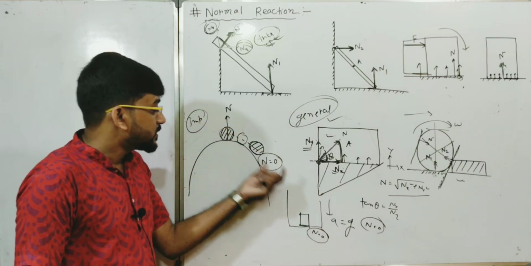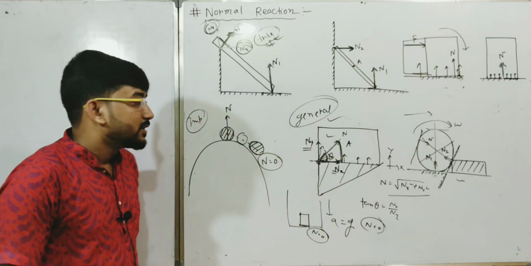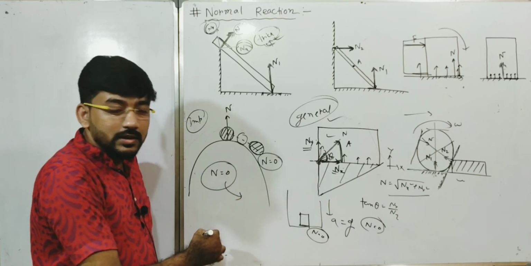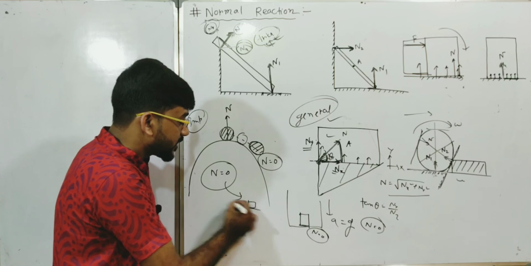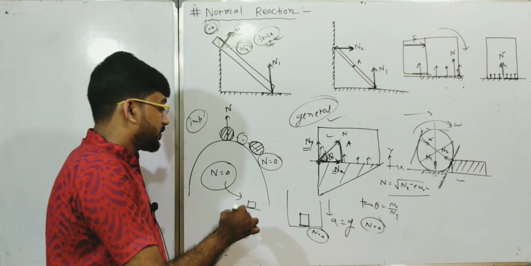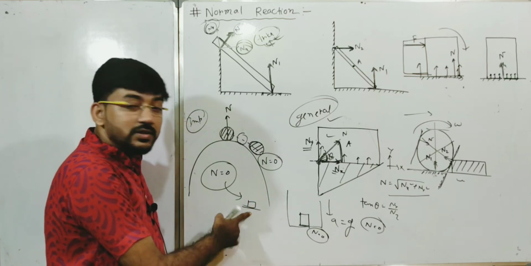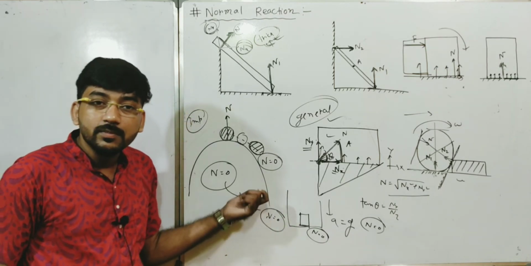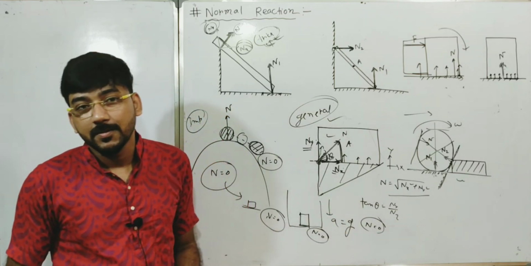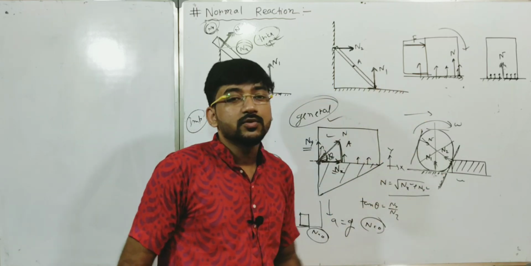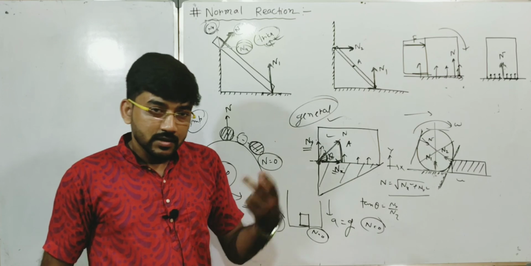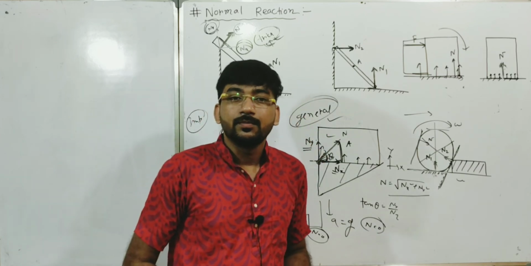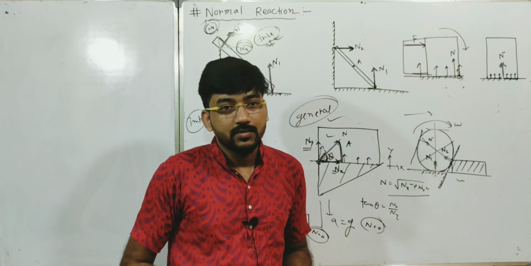So this concept we will use vice versa, that if normal reaction is 0, then we can immediately conclude that there is no contact with the surface of the object, and if there is no contact with the surface of the object, then normal reaction will be 0. So we will use this concept of vice versa in many problems. Okay, so these all are the concepts of normal reactions. We will use these concepts a large number of times in problems, so please keep in mind these concepts. Okay, thank you.